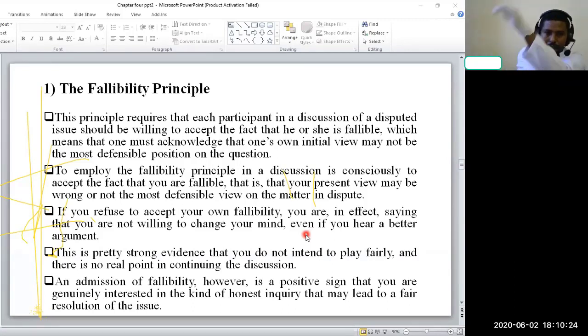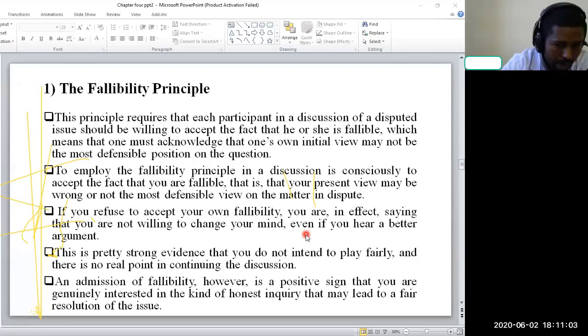But if I say that I am not fallible, it simply tells us that you do not even change your mindset, even if our counterparties give us very plausible-sounding arguments on that particular discussion. So we must first acknowledge that we are fallible. It is pretty strong evidence that you do not intend to play fairly, and there is no real point to continue the discussion if you don't want to accept the viewpoint of others.